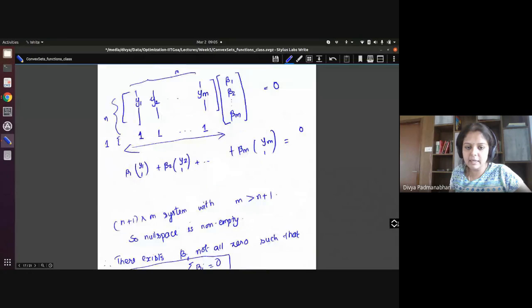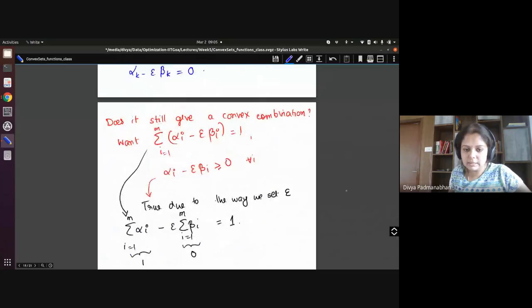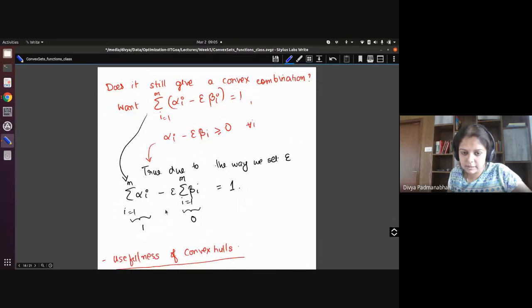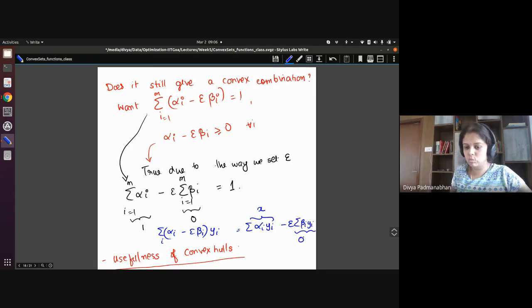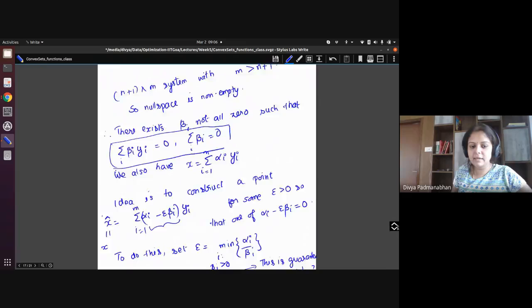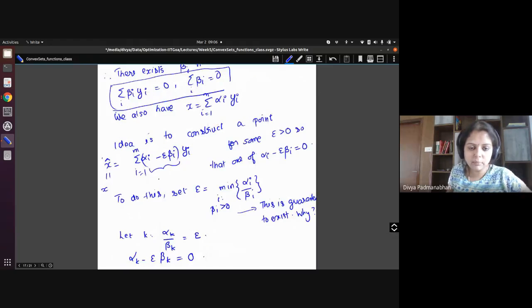So if you take this term, alpha I minus epsilon beta I times yi, this is what you wanted to take. This was summation alpha yi, which is what we started off as x, minus epsilon times summation beta yi, and this is actually 0. So that's why this x hat that was constructed in this way is exactly equal to x itself.